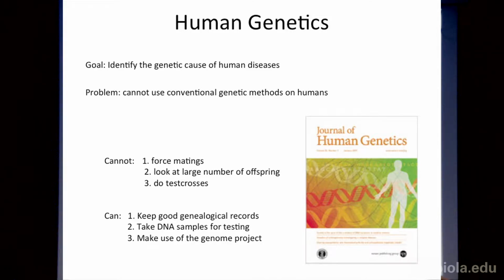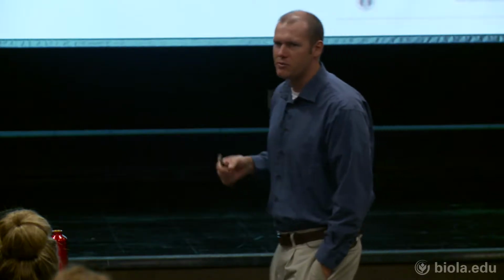And we now have the Human Genome Project. So we have tools available, and you can do human genetics. It's just more difficult. So number one, let's talk about pedigree analysis, right? You're going to have to keep good genealogical records.